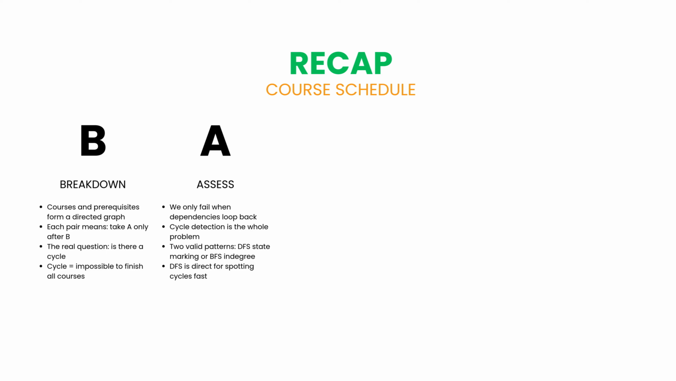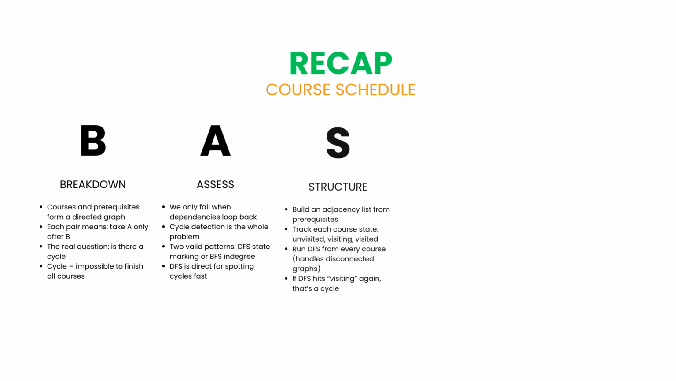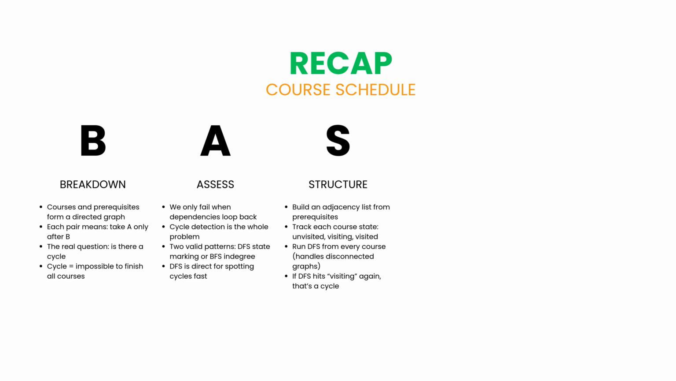From there, we focused on the key insight: we only fail when dependencies loop back. So cycle detection is the entire problem. We also noted there are two solid ways to do that: DFS with state marking or BFS using indegrees, and we went with DFS because it's a direct and fast way to spot cycles. The plan was straightforward. Build an adjacency list from the prerequisites, then track each course using 3 states: unvisited, visiting, and visited. We run DFS from every course to handle disconnected parts of the graph. And the moment DFS reaches a node that's already marked visiting, we've detected a cycle.